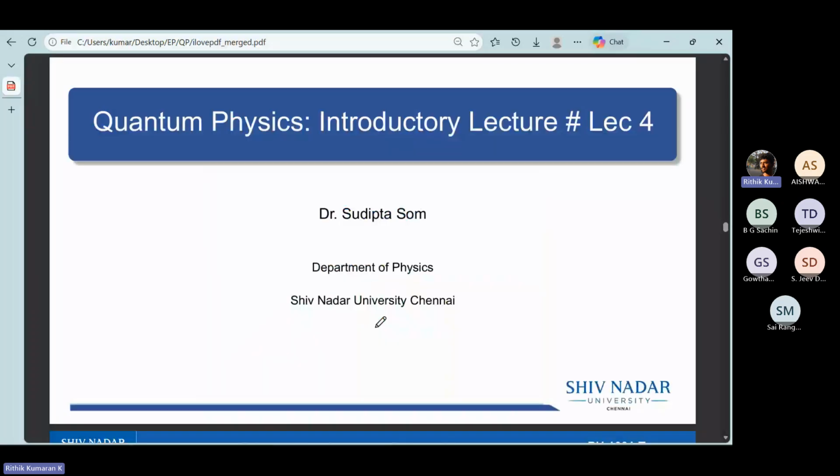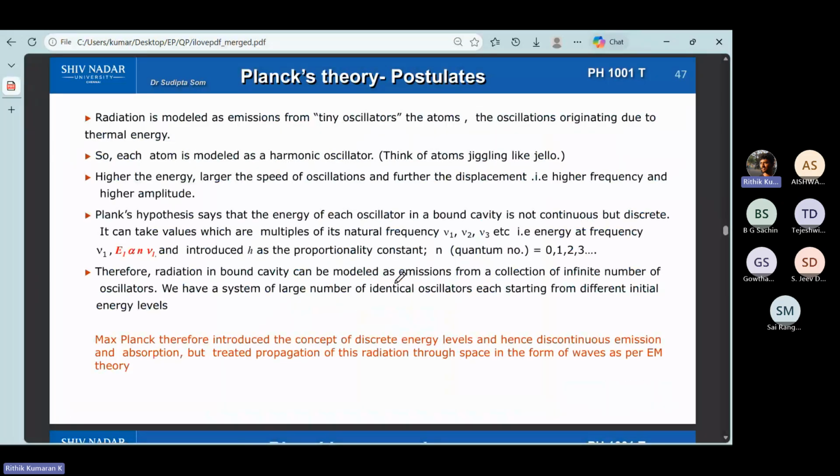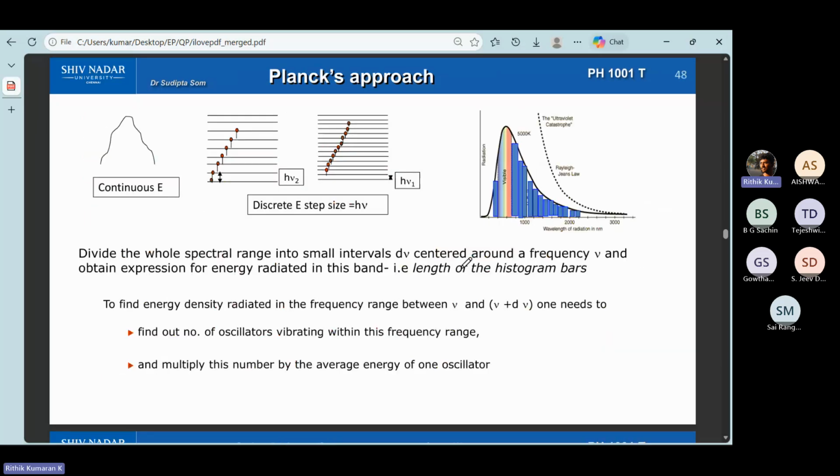Next, about the fourth one. Yeah, this is the thing I explained before. The atoms will be a tiny oscillator, it will oscillate, it will create energy. All these details are given here. The radiation comes out. Next, Planck's approach we talked about, right? How did he approach? How did he make things? Yeah, that is what the revision slides talk about.